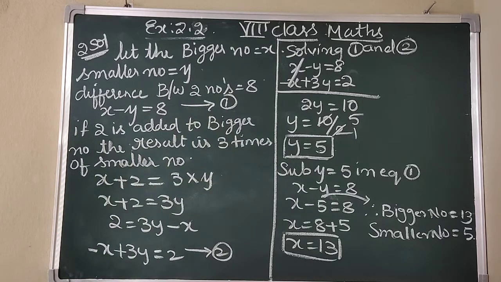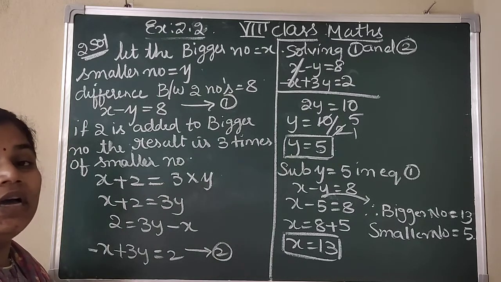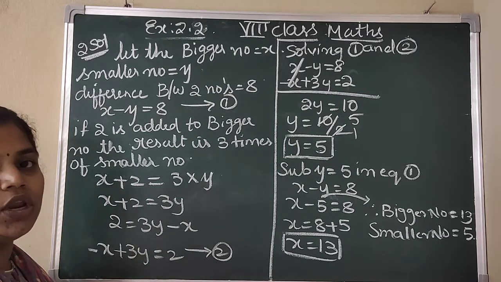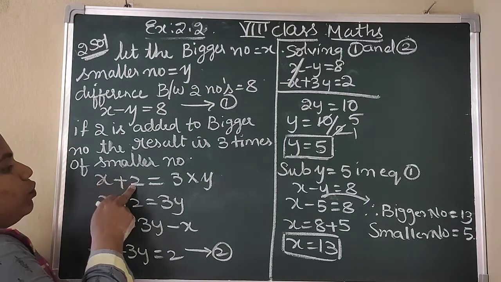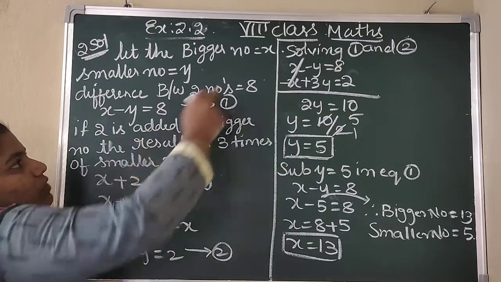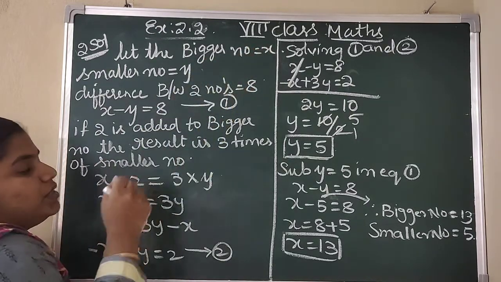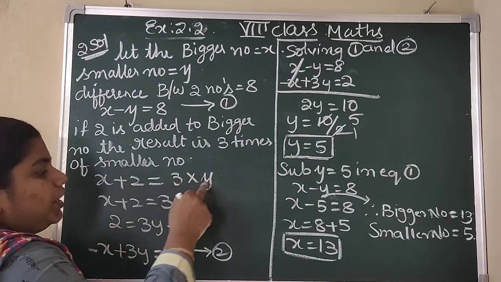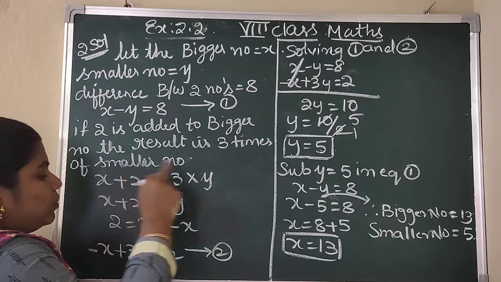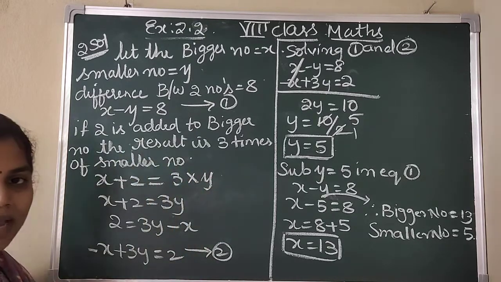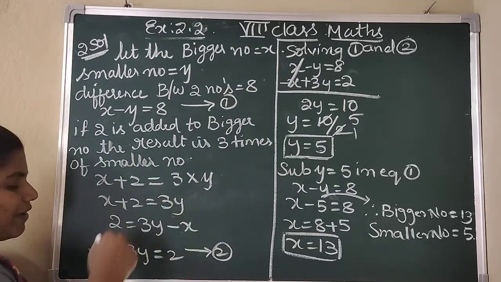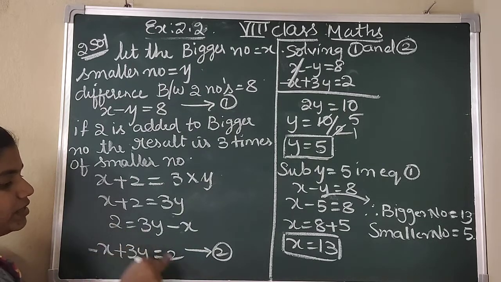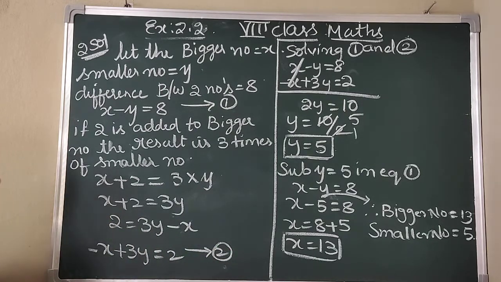So this is equation number 1. So what is the next condition? If 2 is added to the bigger number, the result will be 3 times the smaller number. So 2 added to the bigger number is what here? x. So x plus 2 is equal to 3 into y, that is 3y. So I am transposing this x to the other side, that will become minus x. I have just shuffled the values here. Minus x plus 3y is equal to 2. So this is equation number 2.